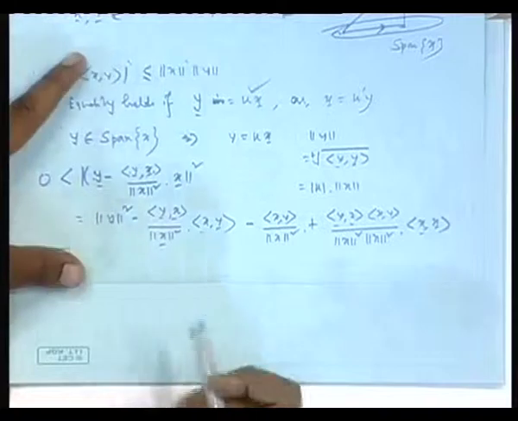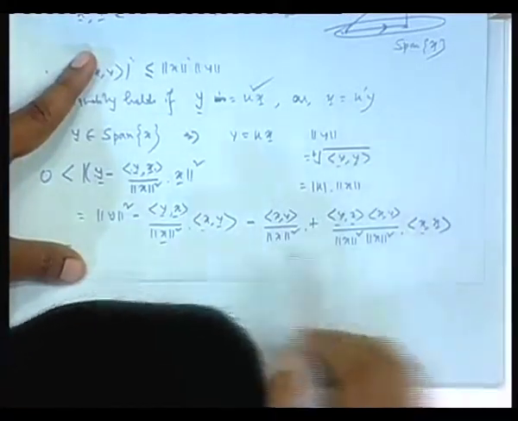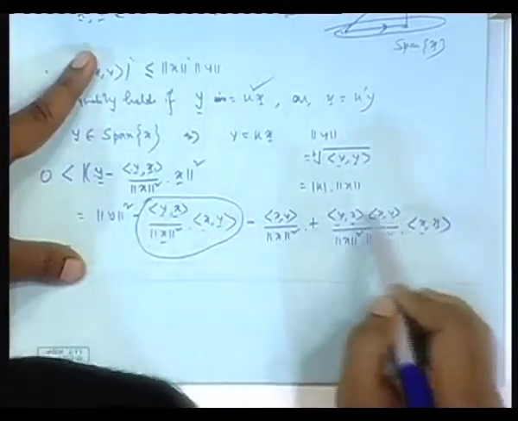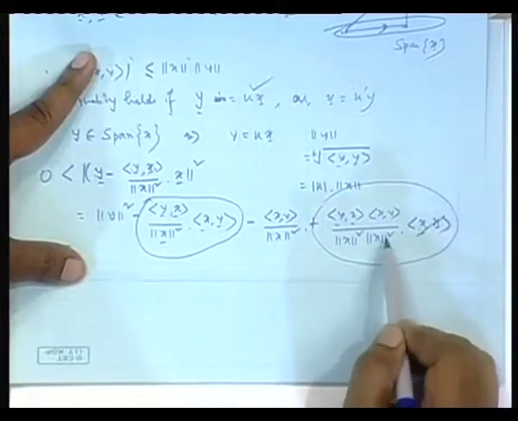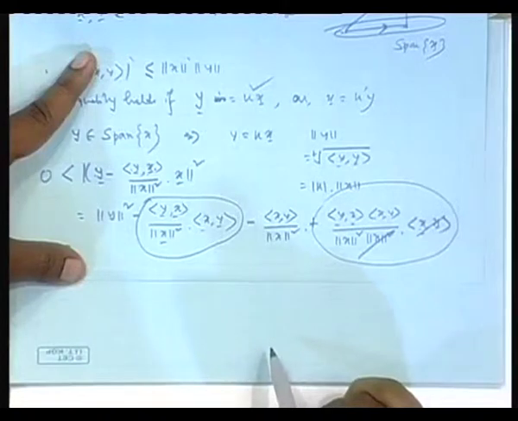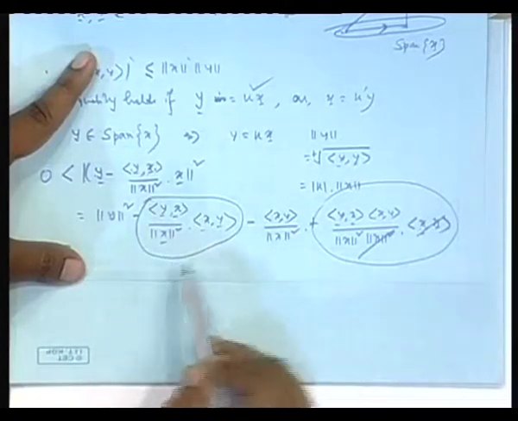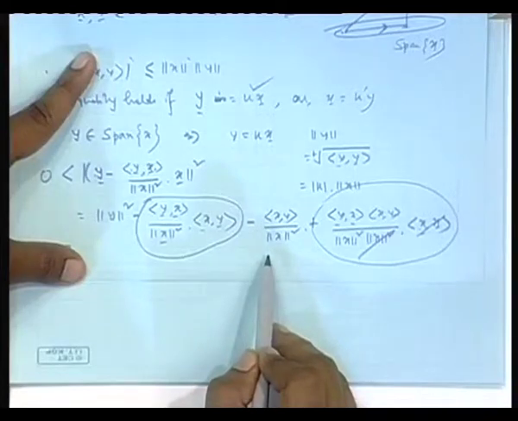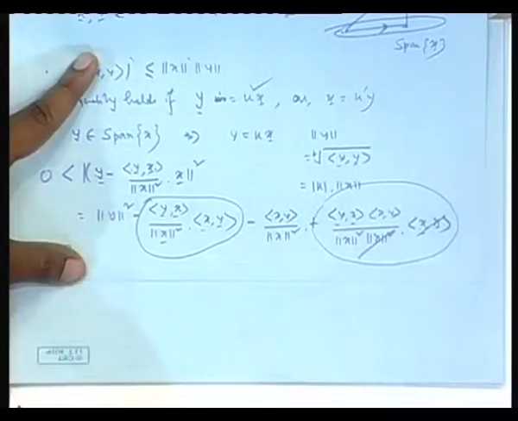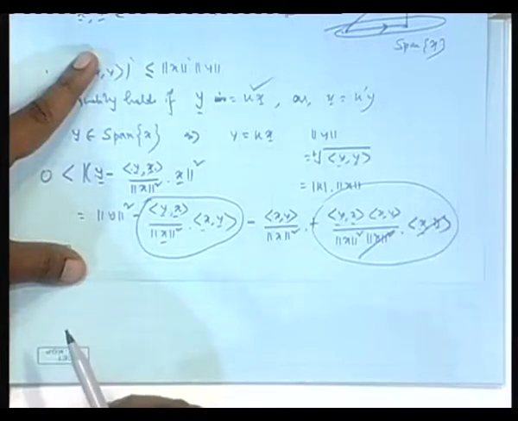Now, you see one thing, consider this term and this term, they are the same, because inner product with itself means norm x square. This cancels with this, y x x y by norm x square, y x x y by norm x square. So, you are left with this, and this is greater than 0. Now, the proof is obvious.